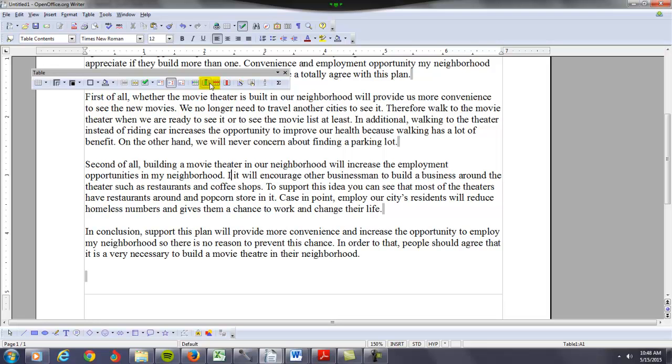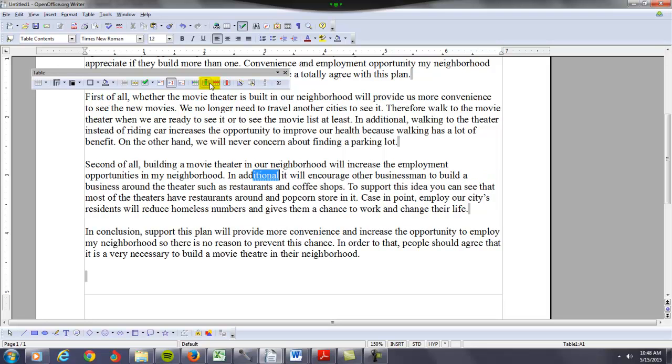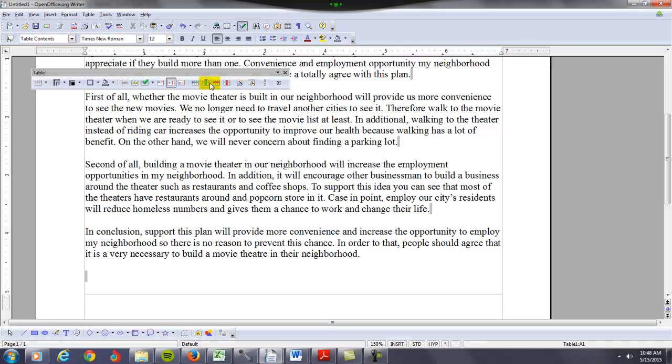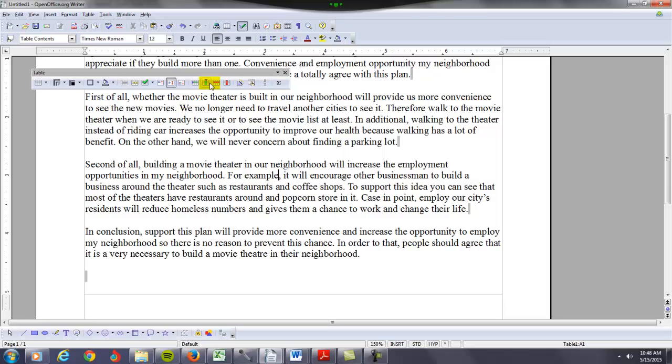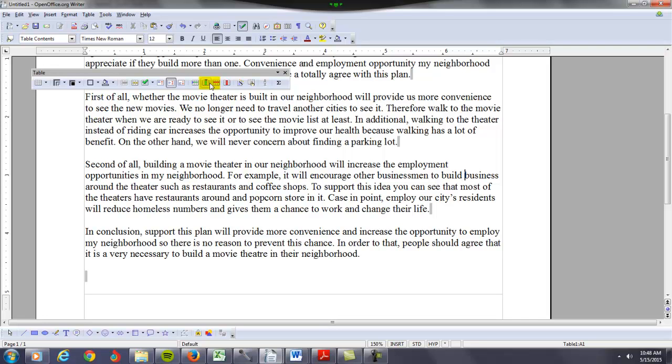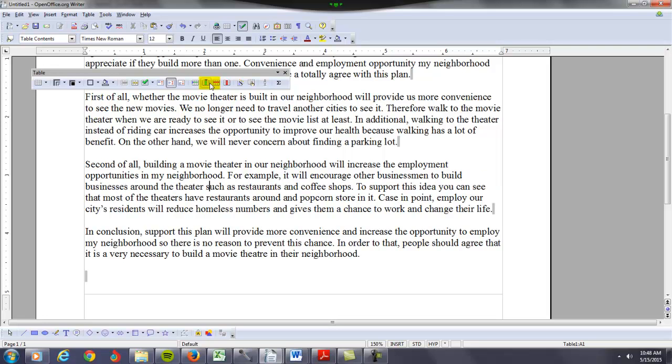So in addition, it will encourage other businessmen to build a business around the theater, such as restaurants and coffee shops. Not "in addition," maybe "for instance." For example, I would say other businessmen to build, maybe, businesses around the theater, such as restaurants and coffee shops.